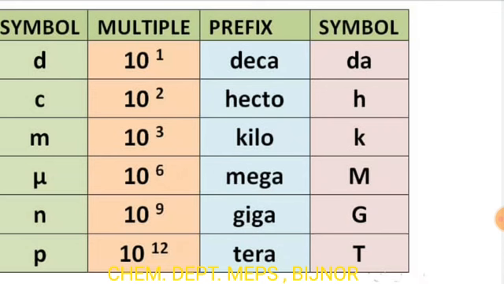10 to the power 3, the prefix used is kilo, and the symbol is small k. 10 to the power 6, mega is the prefix and the symbol is capital M. 10 to the power 9, the prefix is giga and the symbol is capital G. 10 to the power 12, the prefix used is tera and the symbol is capital T.